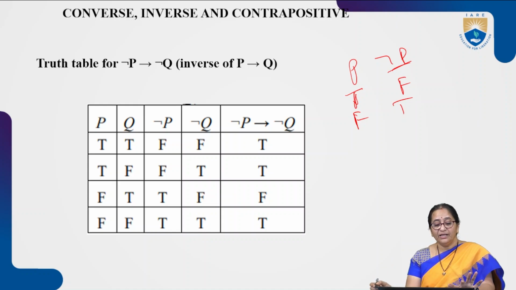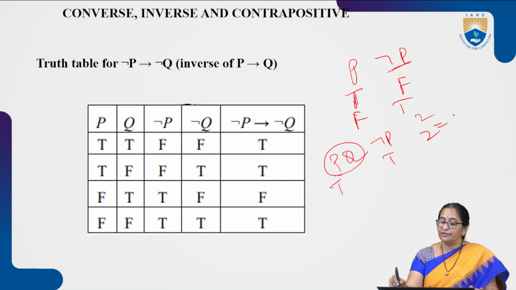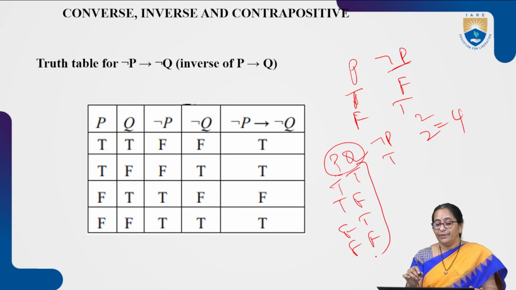Similarly, in this table, we are calculating the negation of P to negation of Q values. Here we have two propositions, P and Q. For two propositions, 2 squared, we need 4 combinations. So, TT, TF, FT, FF. These are the possible combinations for the P and Q values.